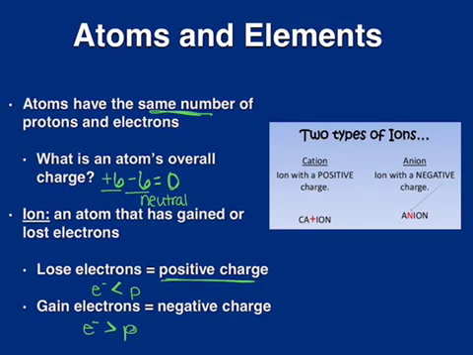An ion with a positive charge is called a cation. A way to remember that is the t in cation kind of looks like a plus sign. An anion is an ion with a negative charge. Anion has that first n to help you remember that it is negative.